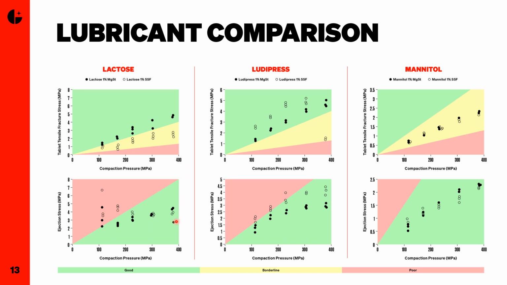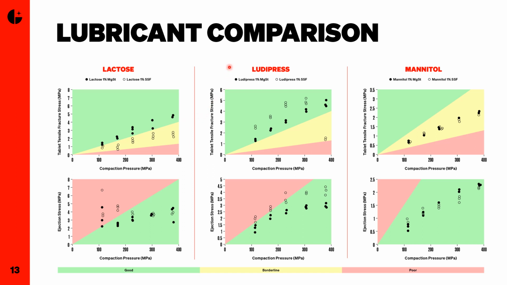And when you look at the lower graph, there isn't a significant difference between the two sets, but you could argue that the magnesium stearate tablets are showing slightly lower ejection stresses, so it's a very slightly better lubricant. So given this data, if you were choosing between these 2 lubricants for lactose, then magnesium stearate would be your better choice as the tablets are stronger and slightly better lubricated.